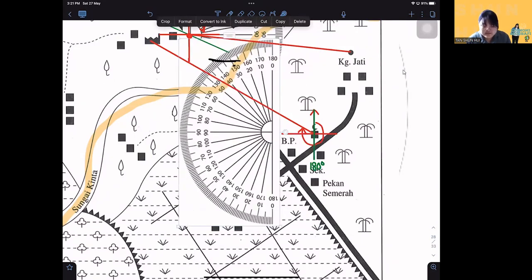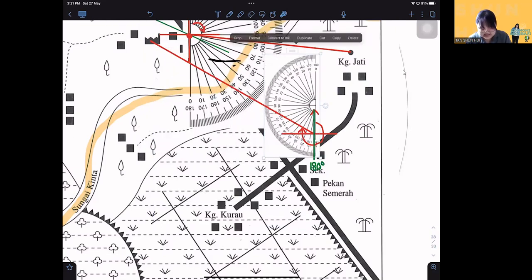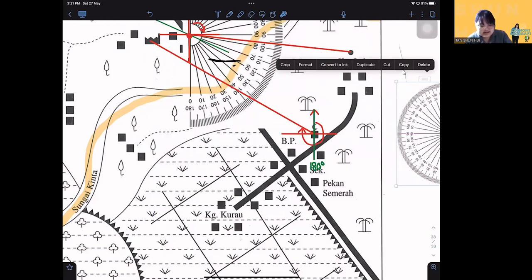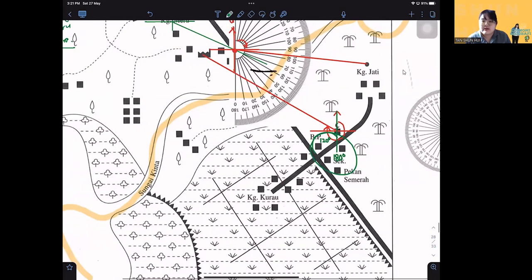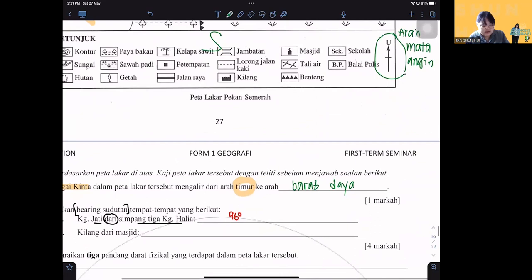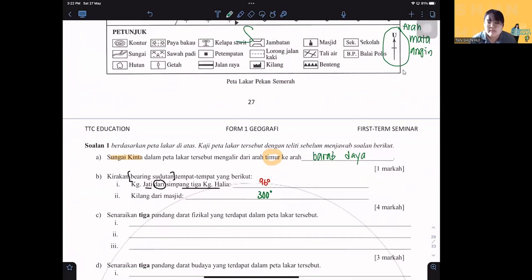I didn't measure before that, so I don't know this. The answer is exactly 300 again. Yes, the answer is perfectly 300. 120. So you cannot write 120, or then you are wrong. You must add together. So you will get 300. 300 is the exact answer. Okay. Still alive, right?